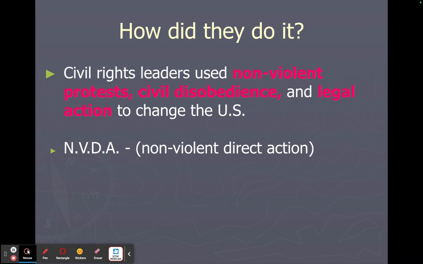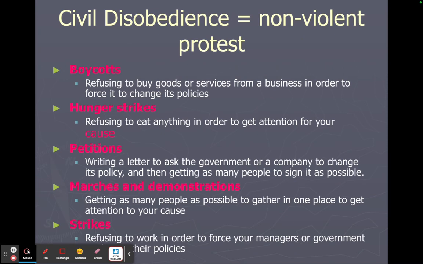We're not going to be attacking people. We're not going to be violent. We're going to be disobedient, meaning sit-ins, walks, and we're also going to use legal action to help change the United States. So what is civil disobedience? It's a form of nonviolent protest.